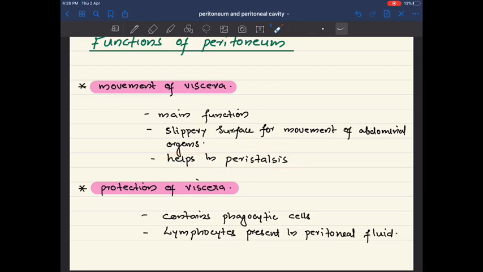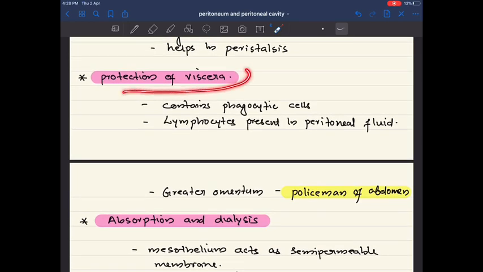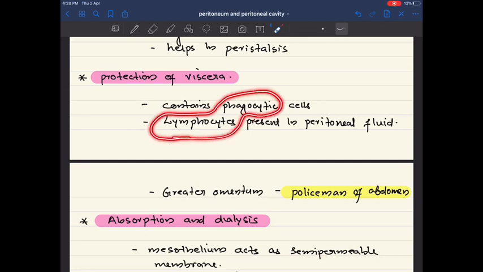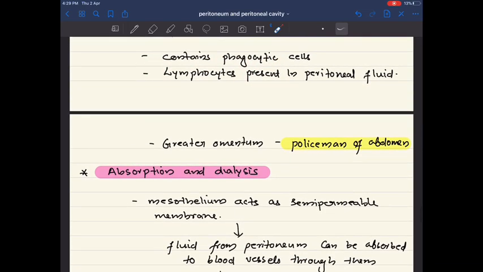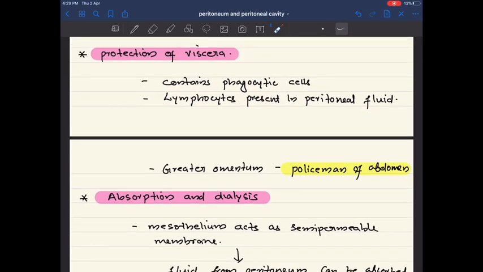So what's the next function? The next function is protection of viscera. How? Actually, the peritoneum contains phagocytic cells and peritoneal fluid contains lymphocytes. Do you know what phagocytes and lymphocytes are? These are our white blood cells. So this helps in fighting against bacteria or any other antigen.